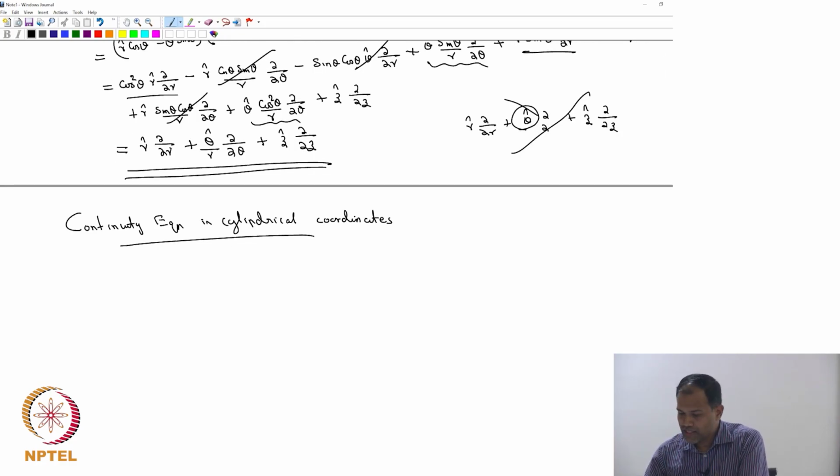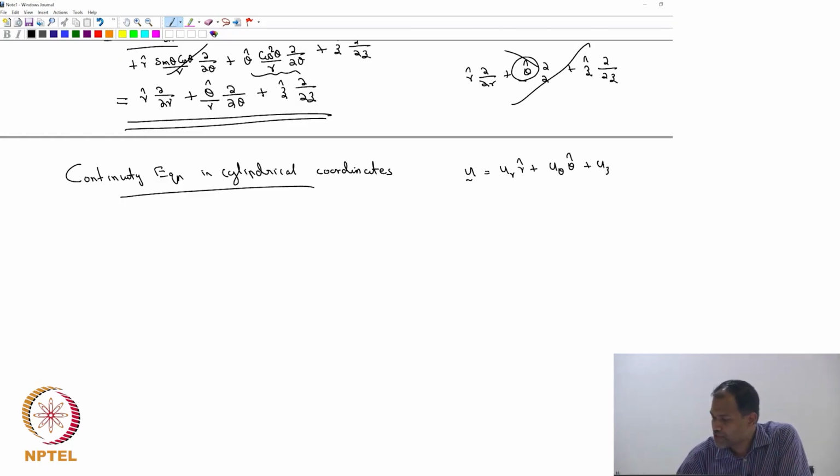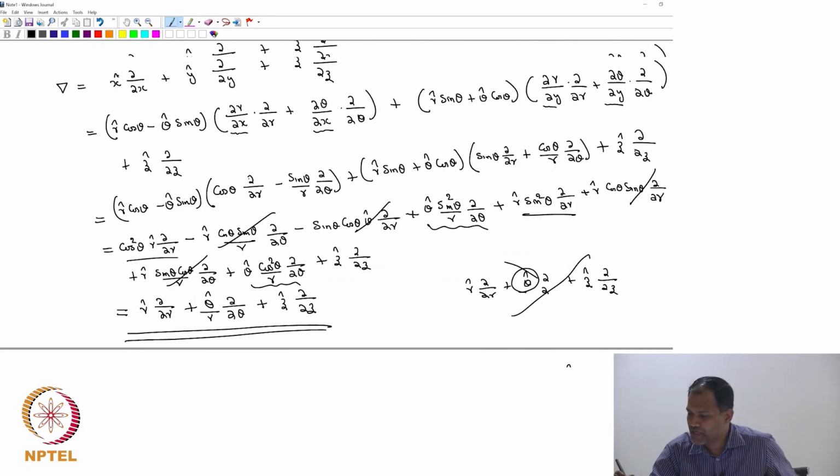So considering that we have gotten this, it's very easy to actually do it in cylindrical coordinates now, because the velocity, so what is velocity now? So, you have any point velocity, you can write as u r cap plus u theta cap plus u z cap, where u r, u theta, u z are the three components in the cylindrical coordinate system. So, what do I mean by that?